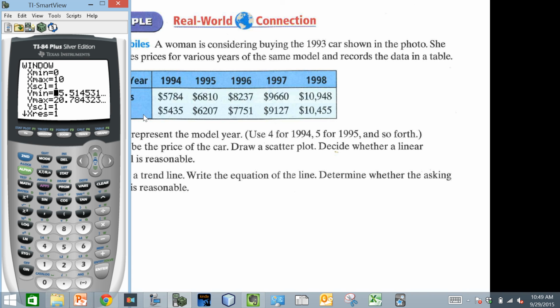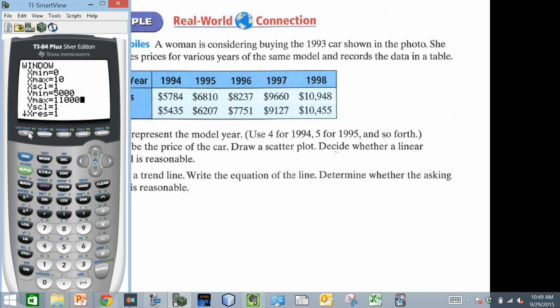My smallest y was in the 5,000s. So I'm going to go a little below that for my y min and say 5,000. And my biggest one was 10,000, so a little above that would be 11,000. Again, if this is confusing, we're going to go through using the calculator in class again. Okay, you can pause the video, watch it a second time if you need to.